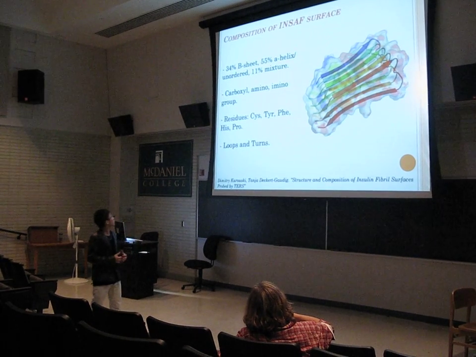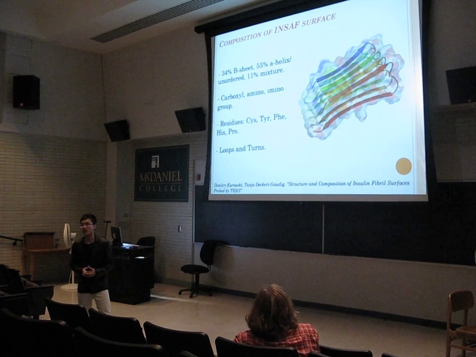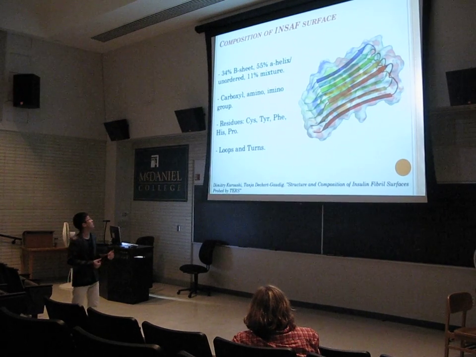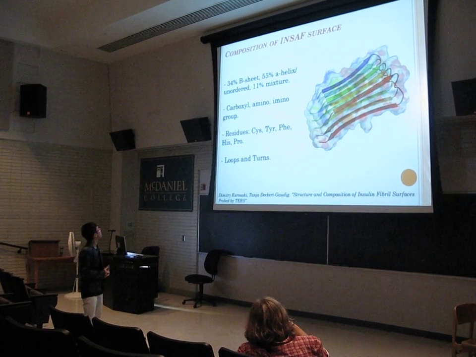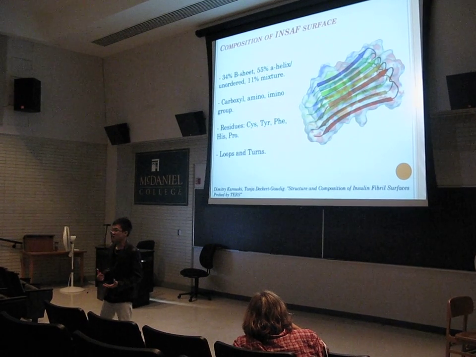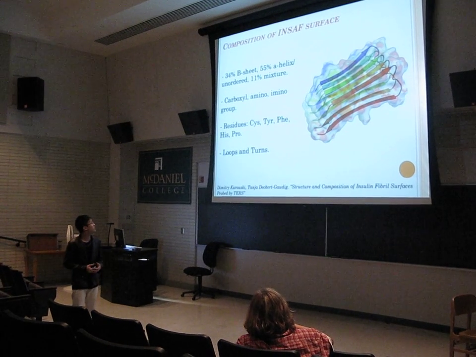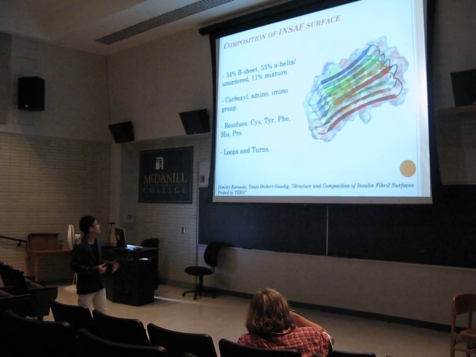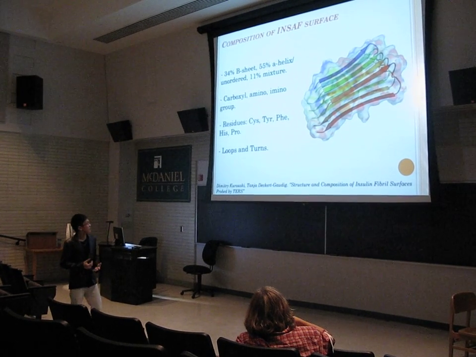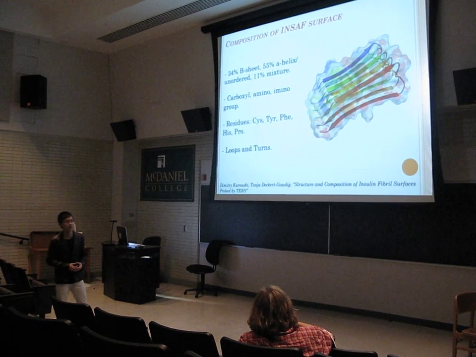And according to Kurosky, the surface of the insulin amyloid fibril contains 34% beta sheet and 55% alpha helix and another structure. And there are a variety of important functional groups like the amino, imino, and carboxyl groups. Residues like cysteine, tyrosine, histidine, and proline can be found on the surface too. And the presence of proline indicates the existence of loops and turns on the surface of the insulin amyloid fibril.